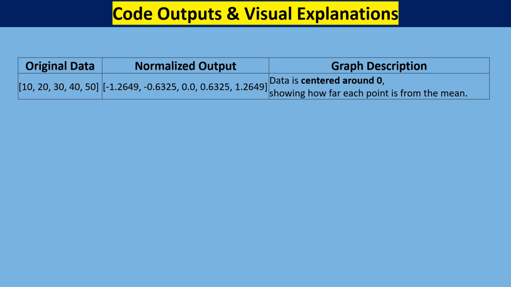Z-score normalization. In contrast, z-score normalization transforms the same dataset into values based on how many standard deviations each point is from the mean. The mean of this data is 30 and the standard deviation is approximately 15.81. So 10 is roughly 1.26 standard deviations below the mean, while 50 is 1.26 above.